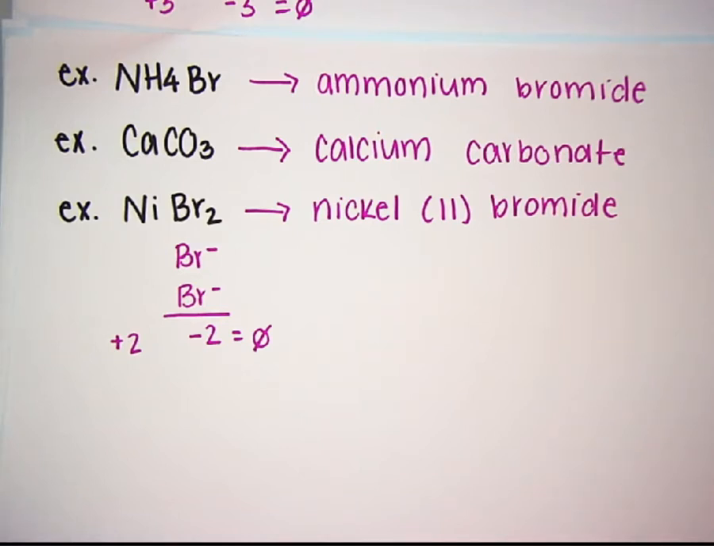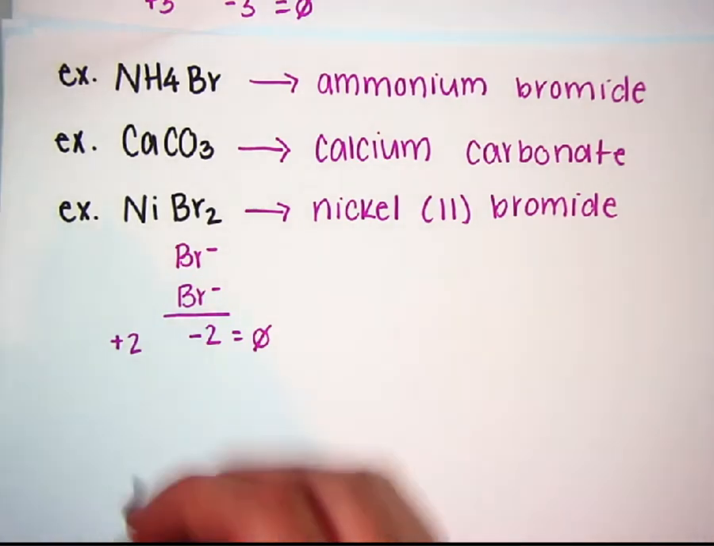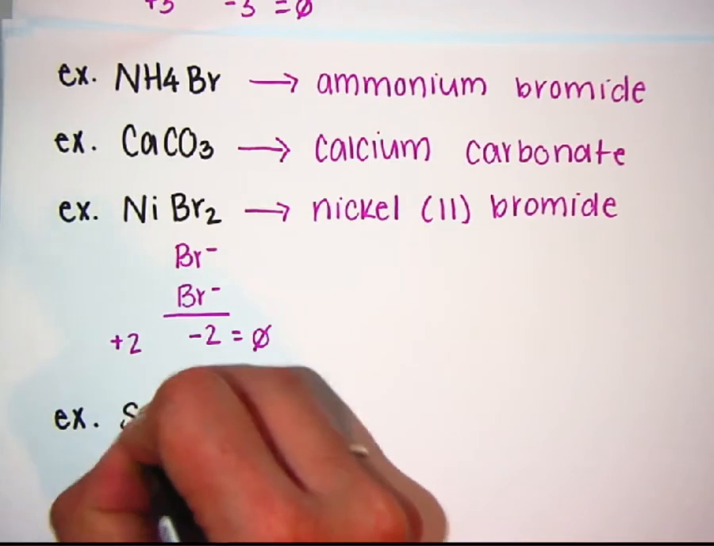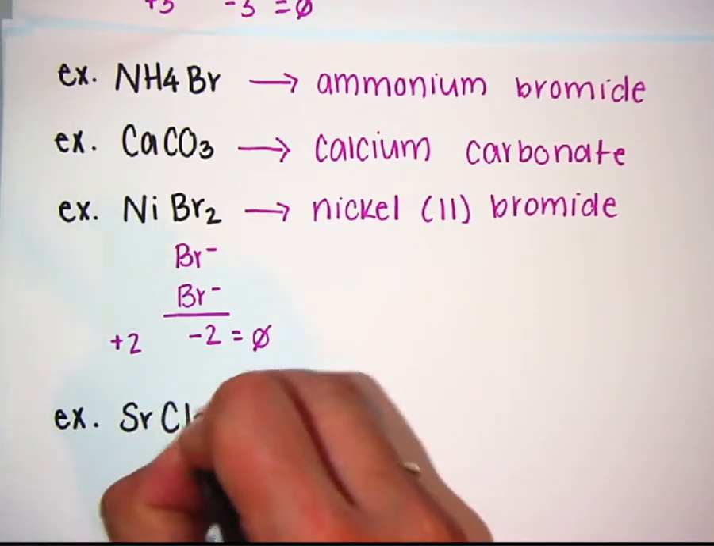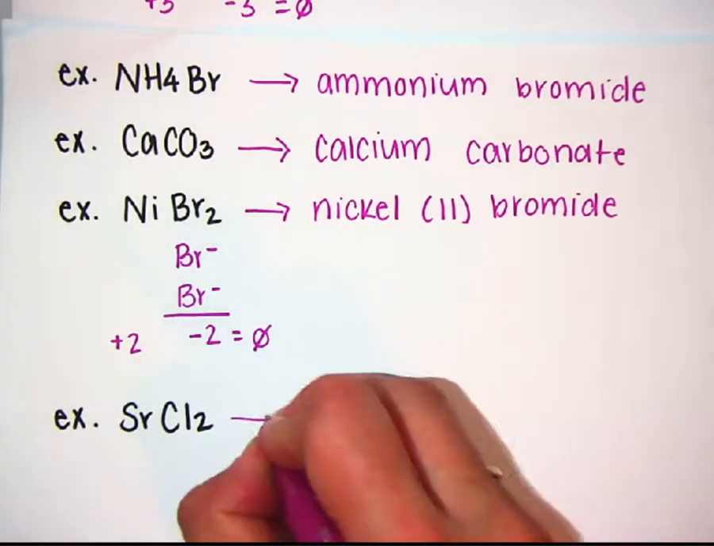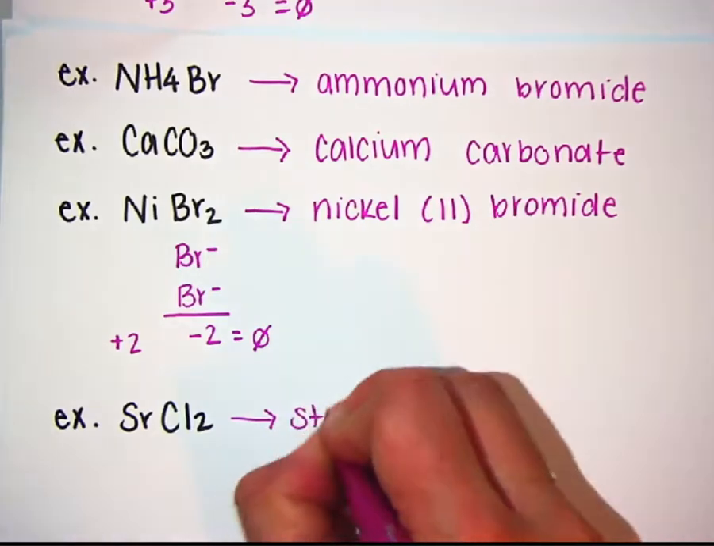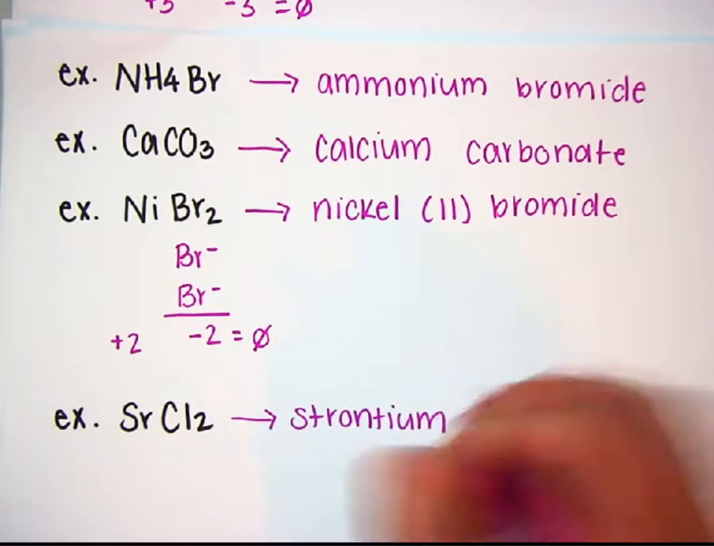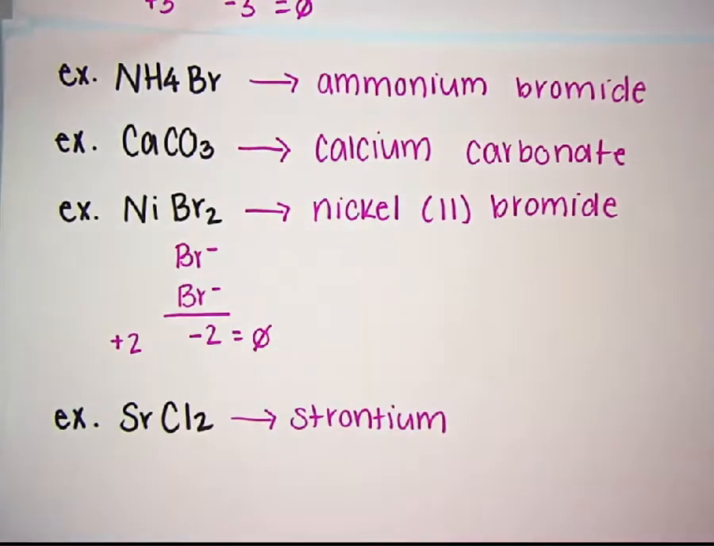Last one. Let's do SrCl2. Sr is strontium. Cation always comes first. Never change the name of the cation. Next, look to see if we need a Roman numeral.